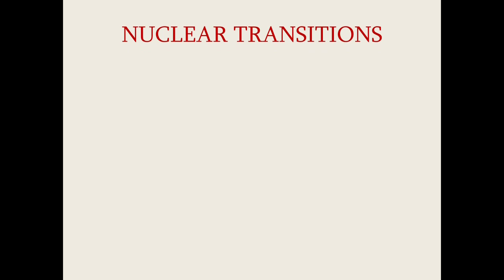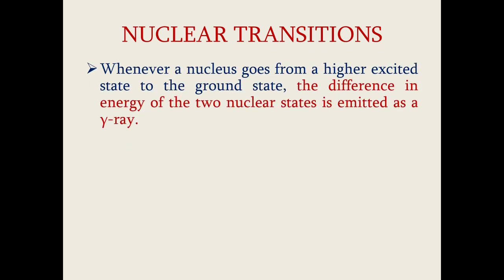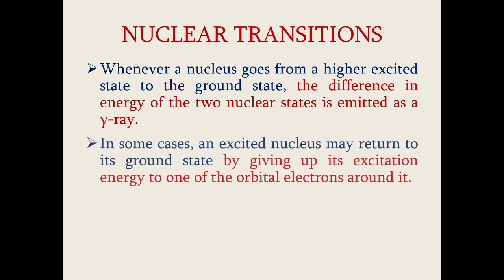Okay, how does a nuclear transition happen? Generally, whenever a nucleus gets excited, or when a nucleus is in the higher energy state, it immediately gets into the ground state by emitting a photon of energy, what we call a gamma ray. The difference of energy between the two nuclear states, that is between the higher energy state and the ground state, is emitted as gamma ray.